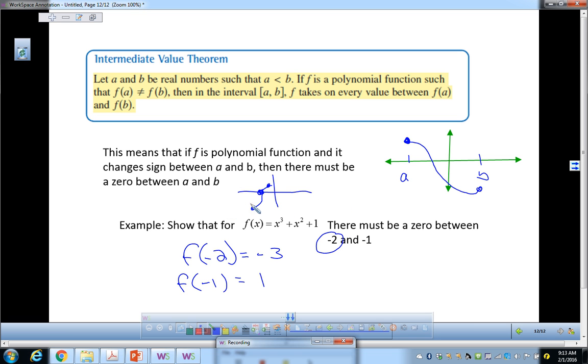If my function changes sign between 2 x values, then there is a 0 between them.